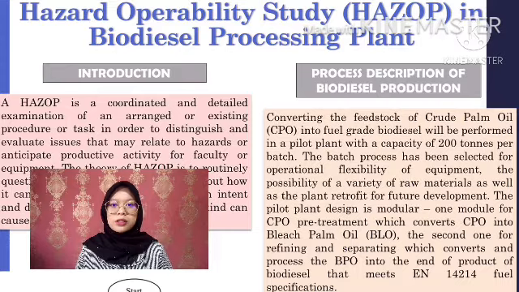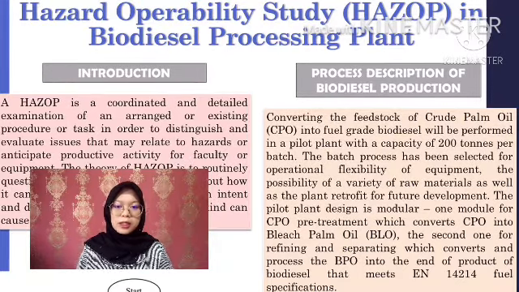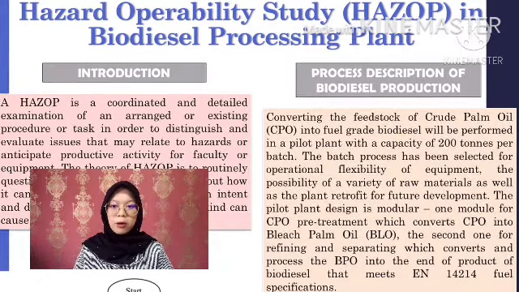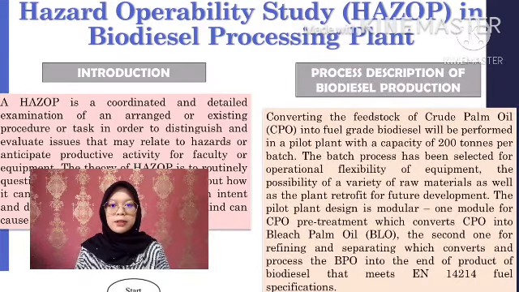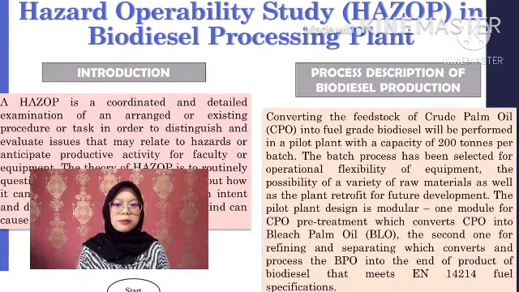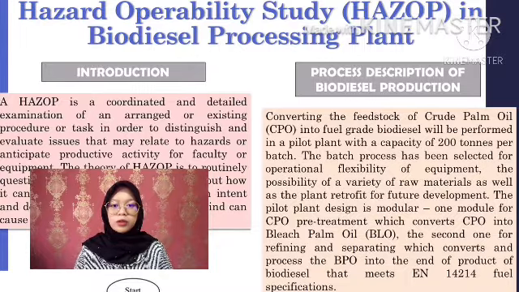One module for CPO pretreatment which converts CPO into bleached palm oil (BPO). The second one for refining and separating which converts and processes the BPO into the end product of biodiesel that meets EN 14214 fuel specifications.